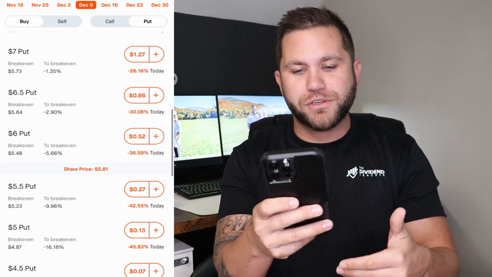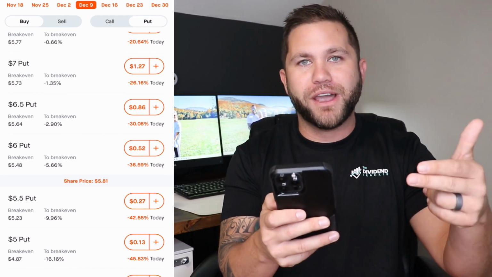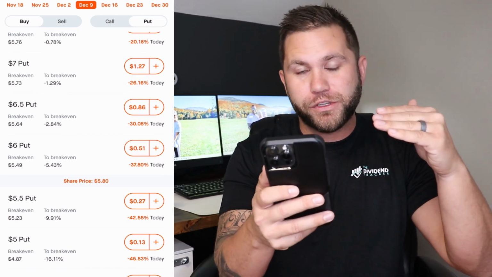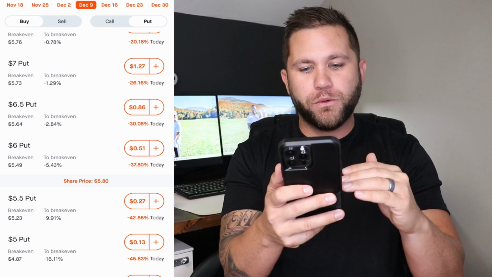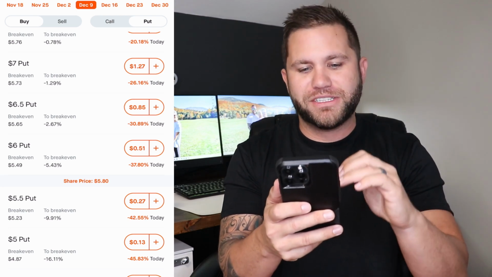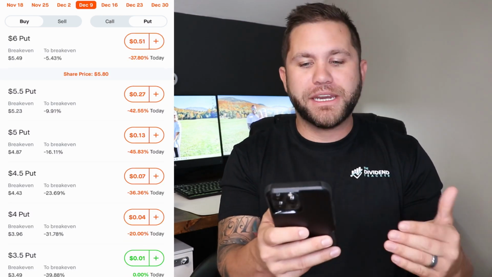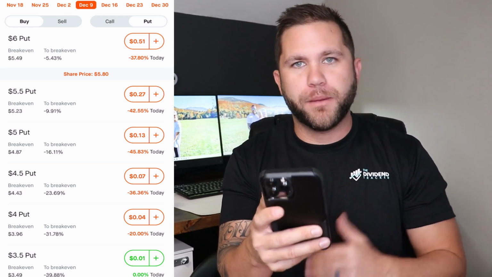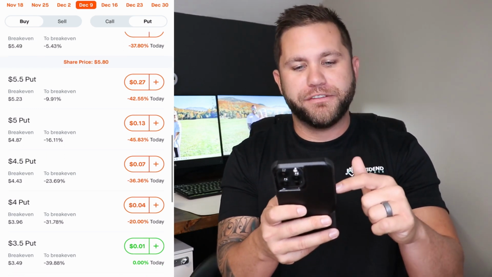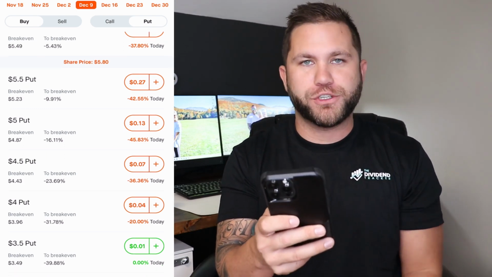So in the money options would be above the share price, because I think the share price is going to go down more. Well then in the money would be above the share price, so 6.57, and then out of the money would be below the share price whenever I'm purchasing puts. So it'd be the $5.50, $5, $4.50 strike price.